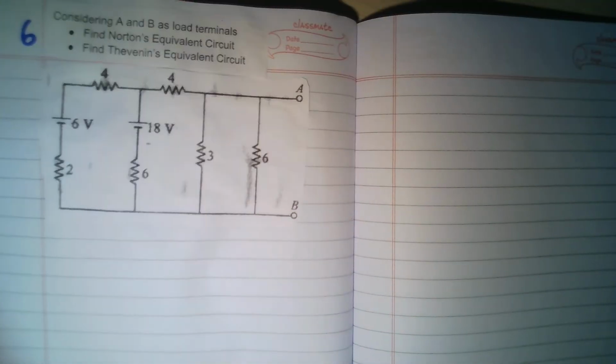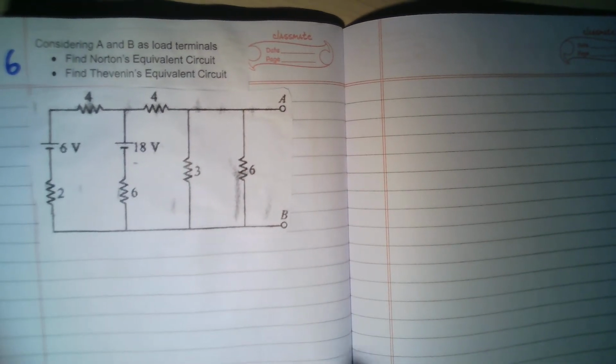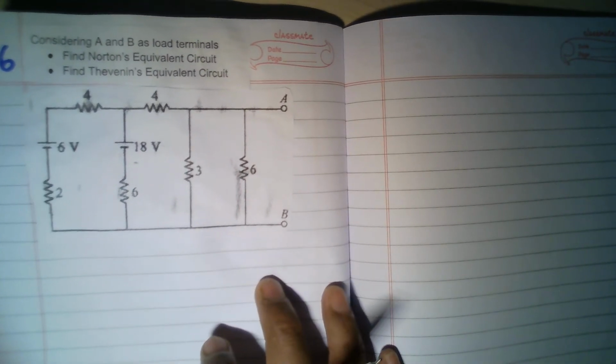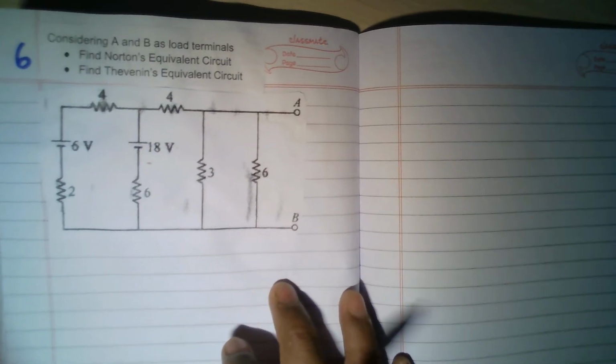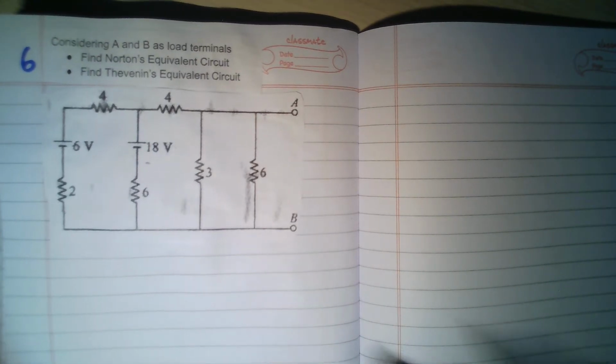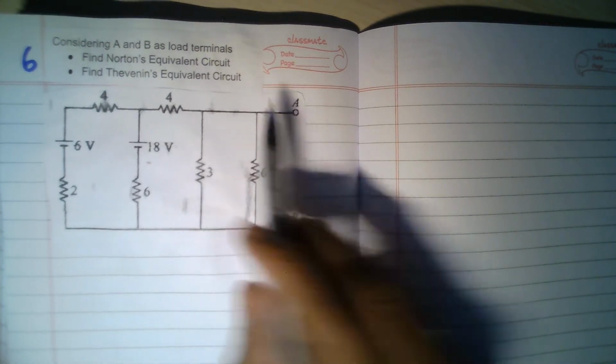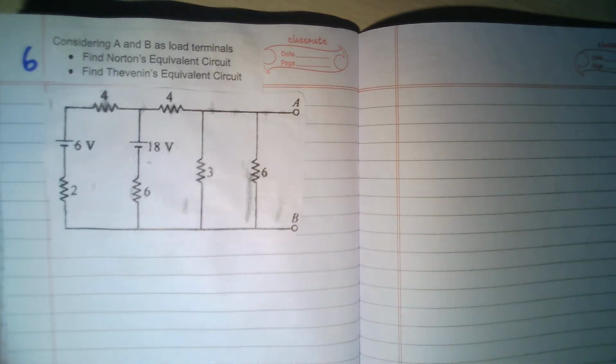Anyway, now let's come to the final problem for this particular video. Maybe in future I'll make more videos on Norton's circuit, but anyway, look at this circuit. Try to use whatever knowledge you gained and solve this. What is the question? Find Norton's equivalent circuit between the terminals A and B. Find Thevenin's equivalent circuit between terminals A and B.